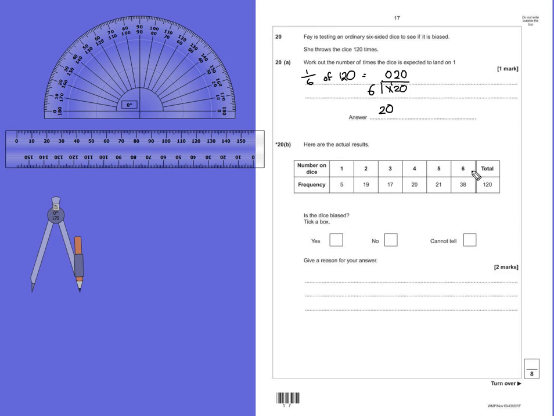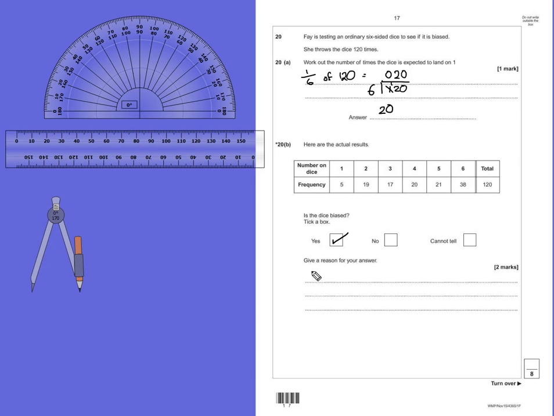But as we can see, 6 showed up more than anything else, and 1 hardly ever showed up. For those of you that can picture dice in your head, 1 is opposite 6. So I would say that this dice is very biased. It's showing 6 more than anything else. It's not fair. So is the dice biased? I would tick the yes box in this situation.